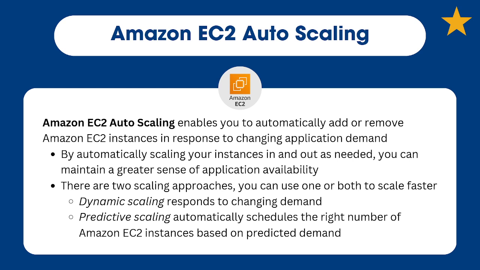There's also predictive scaling, which is a little bit more advanced. So it's going to automatically schedule the right number of instances based on predicted demand. So it's going to use the historical demand to try to predict how much you're going to need next week, the next day, the next hour, etc. You can combine both to make sure that even if you don't predict the right amount of computation, right, you'll still deliver it if it does change suddenly. So it's all about meeting demand.